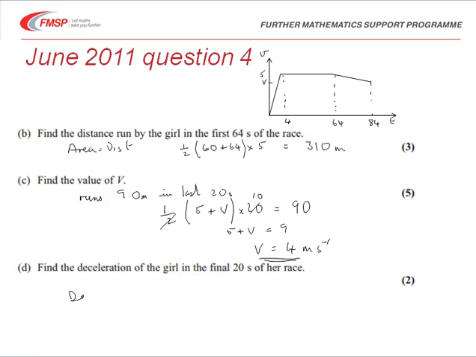The deceleration is simply the change in her speed divided by the time that took. Well, the change in the speed goes from 5 down to 4, and it took 20 seconds. So that's 1/20 or 0.05, and that will be meters per second squared.